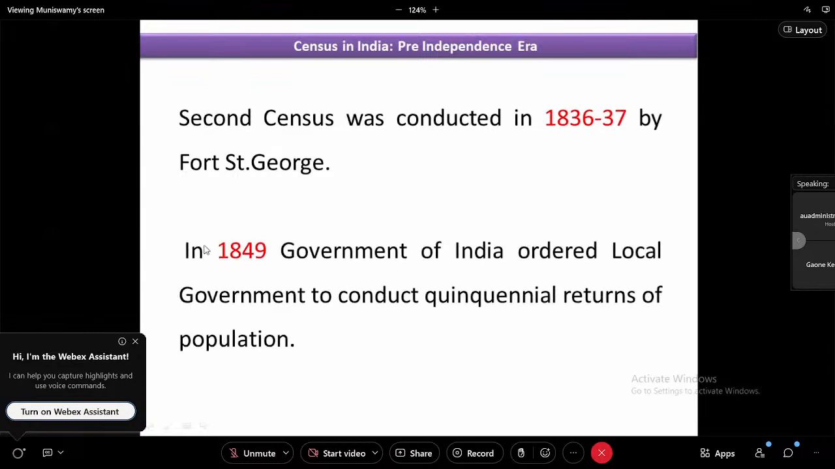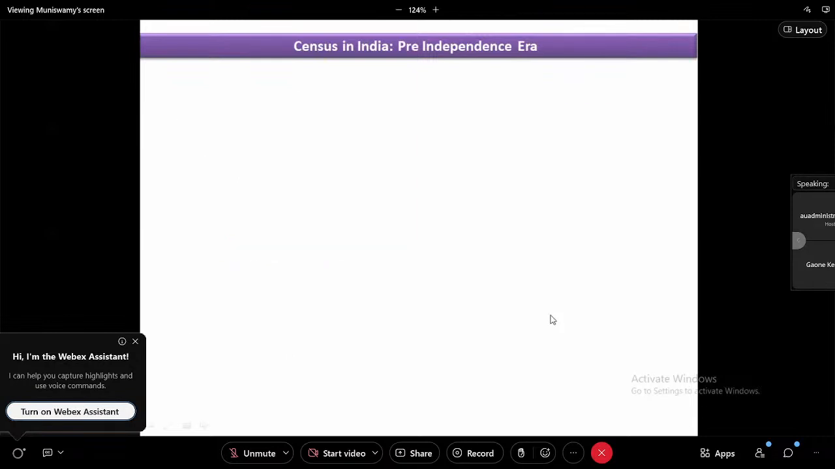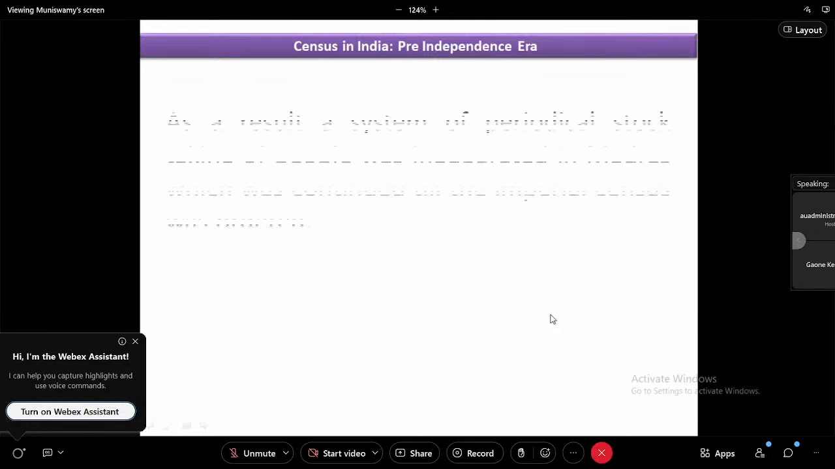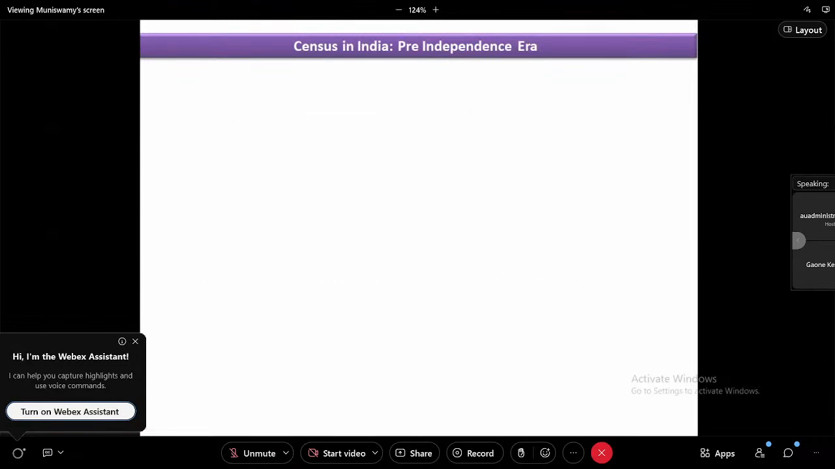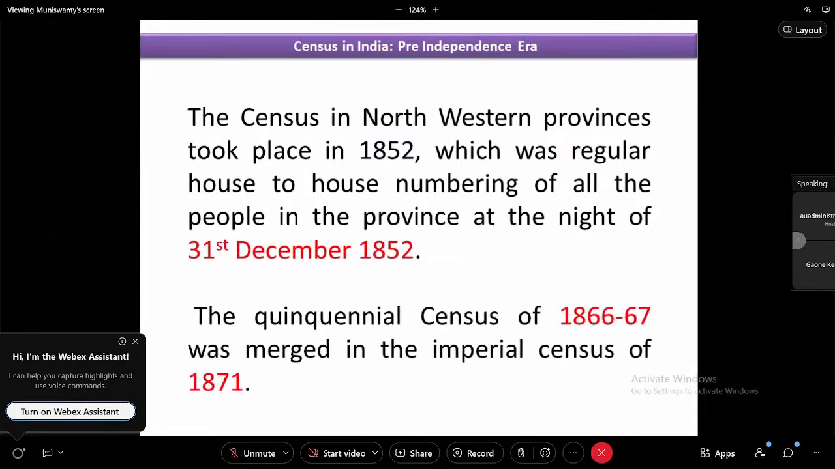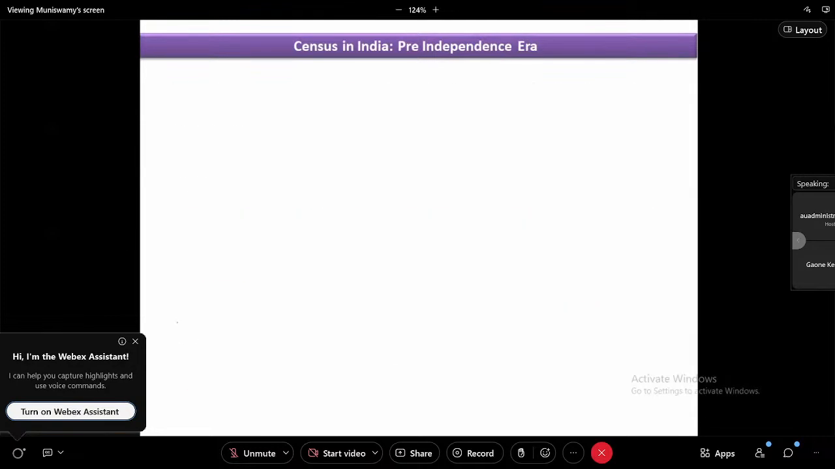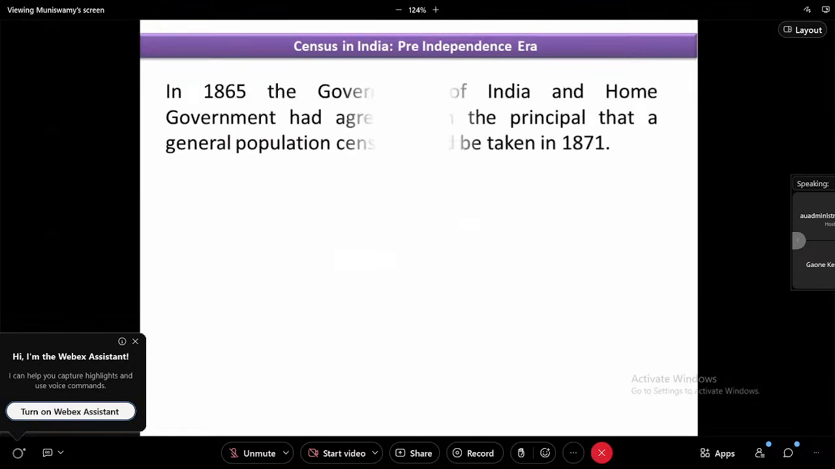In 1849, the Government of India ordered local governments to conduct surveys to collect details of the population. I will show the images, slides of these surveys. This is also when the survey started. Just a moment, I am coming directly.